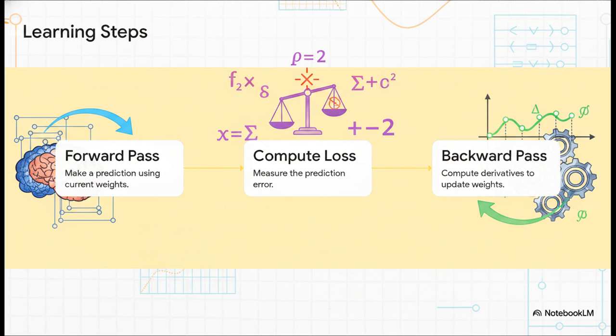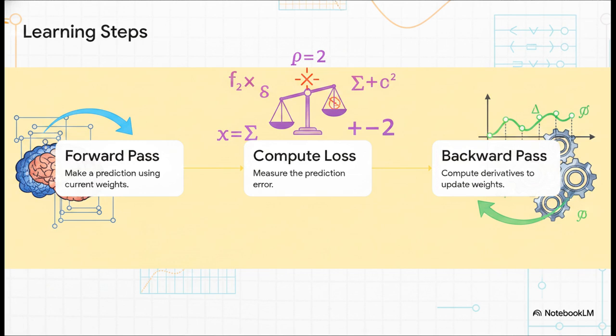So the machine has to learn, and it does this in 3 distinct steps. Step 1 is the forward pass we just talked about, where it makes the prediction. Step 2 is to compute the loss, which is basically just a mathematical way of measuring exactly how wrong that prediction was. And step 3 is the absolute most critical one, the backward pass.